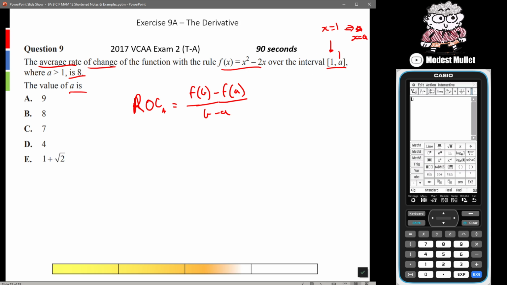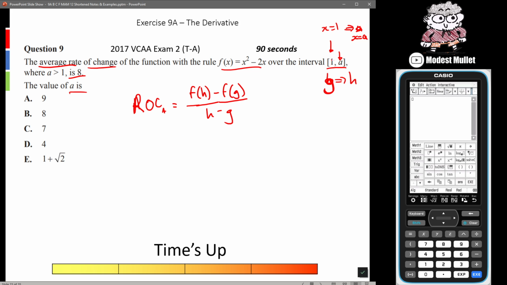The annoying thing here is that we've already also got an a, so just to avoid confusion, let's use different letters, g and h. The rate of change is f of h take away f of g, divided by h take away g, where the first point is g going to the second point h. Ignoring the timer, because I'm explaining how to do this.